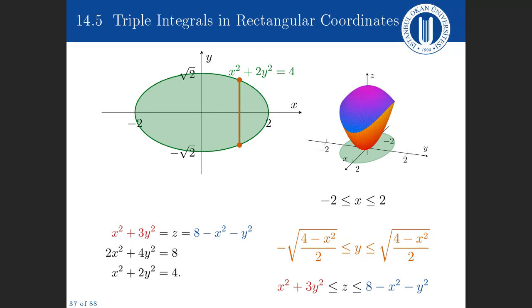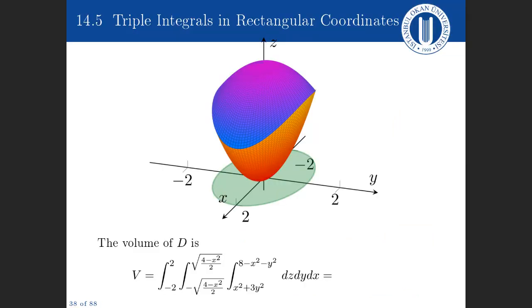We just need to calculate the volume of this object. We want the integral from minus 2 to 2, integral from minus square root of (4 minus x squared) over 2 to the square root of (4 minus x squared) over 2, integral from x squared plus 3y squared to 8 minus x squared minus y squared, dz, dy, dx. And I'll leave this for you to do. Check it, fill in the details. You should get, as long as I haven't made a mistake here, 8 pi root 2.